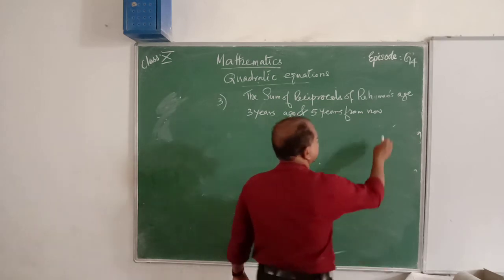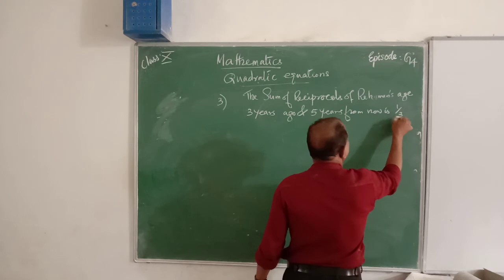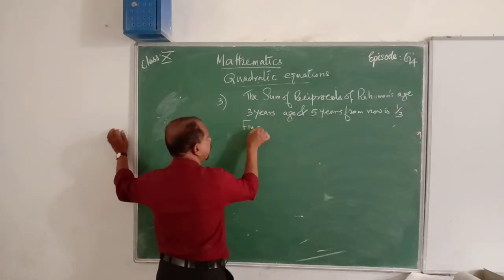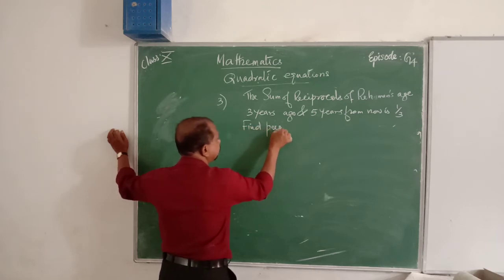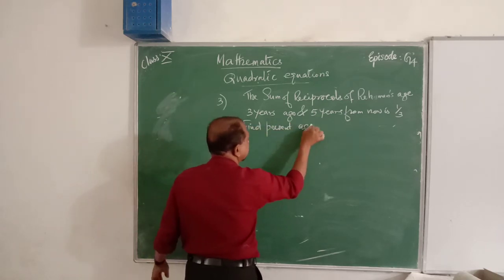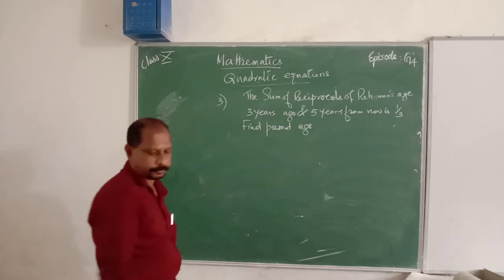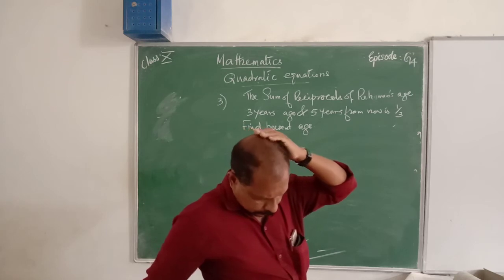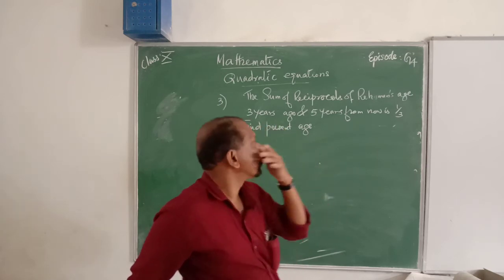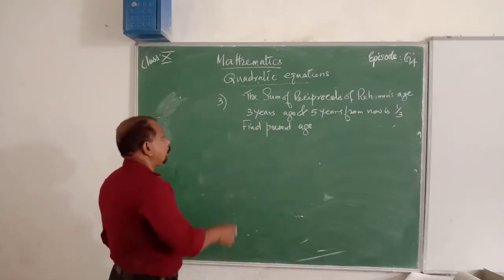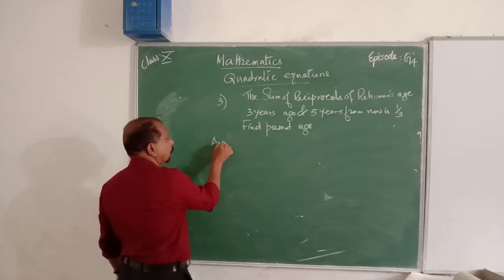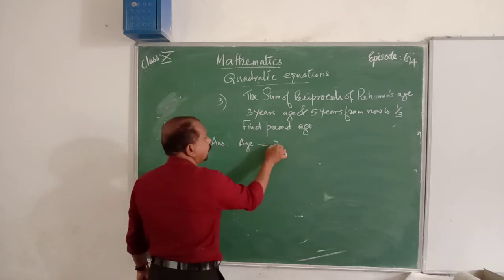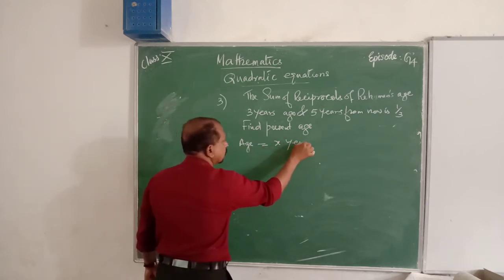1 by 3. Find the present age. That is the question. Find the present age. Answer: present age is equal to x.